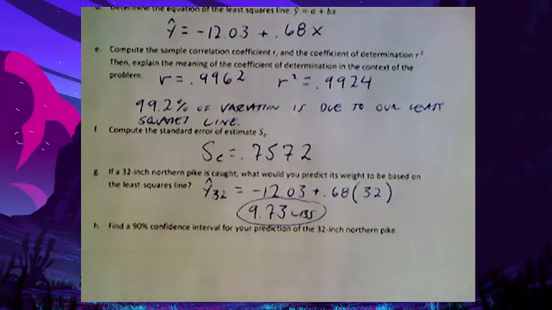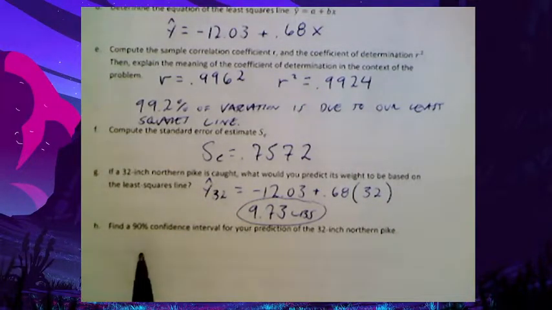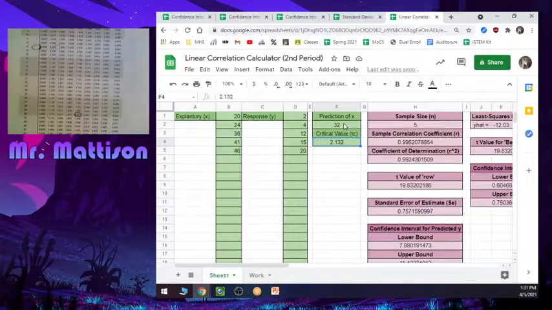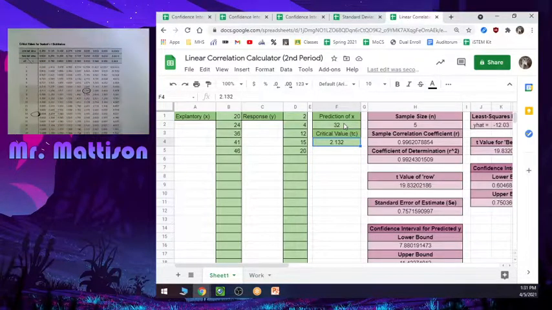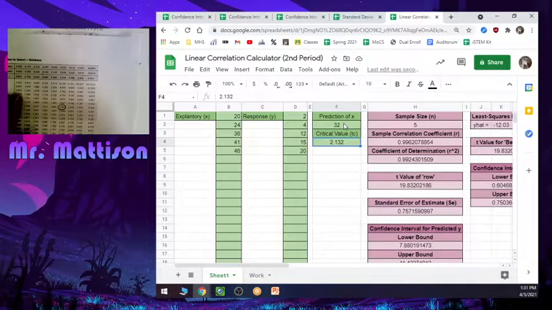So now for my confidence interval, and it actually finds this 9.73 in our calculator, but we're looking for a 90% confidence interval for a 32-inch. So I go to this. Here's where I'm going to be using these parts here. So my prediction, I'm doing a 32-incher. Now I need my T sub C, my critical value for it. So I'm going to have to go back to my T chart. And my degrees of freedom here, I only have 5 data points. So my degrees of freedom is this minus 2. It's just 3.